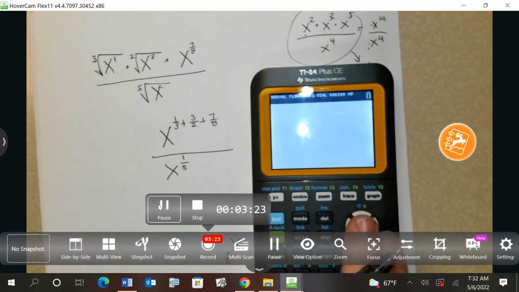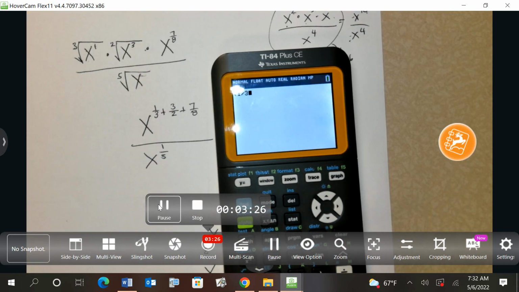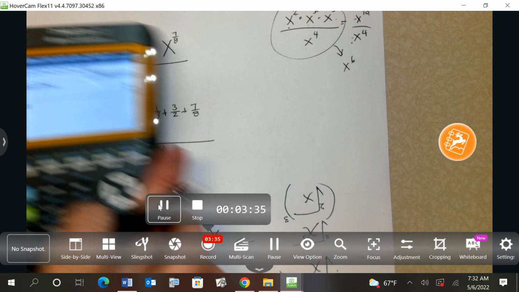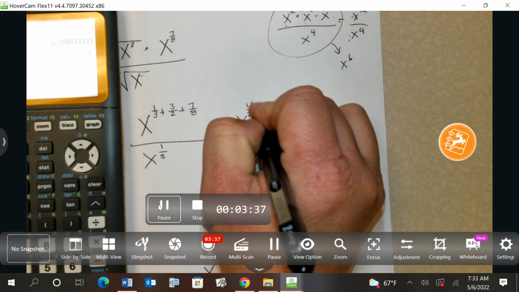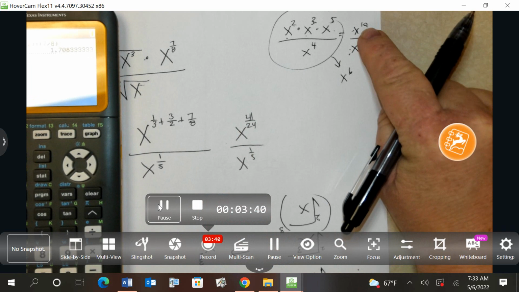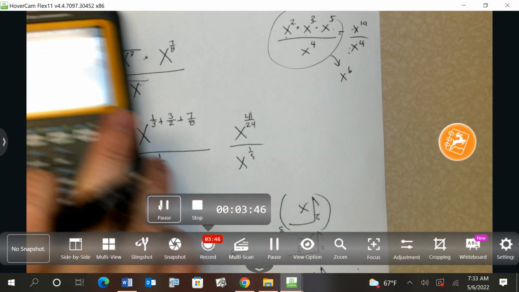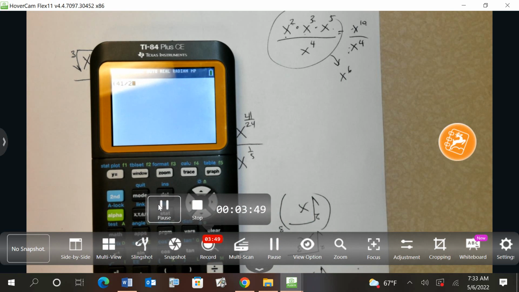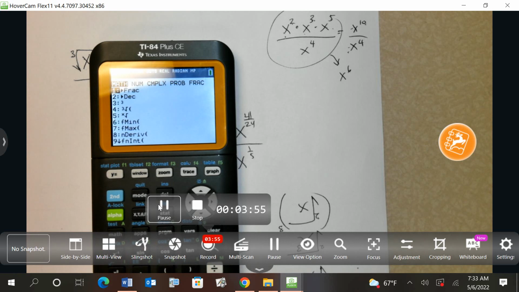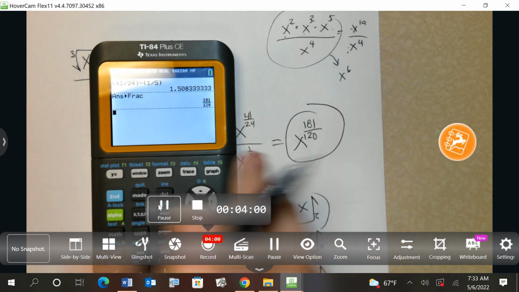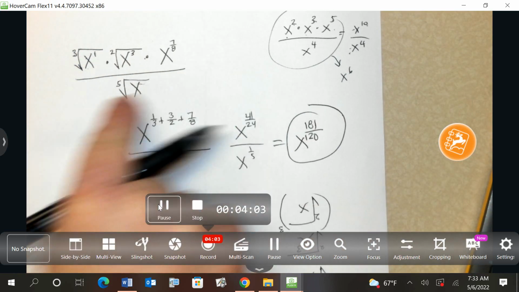Now the calculator does the rest for me. I'm going to make sure to use parentheses. I have 1/3 plus 1/2 plus 7/8. Turn it back into a fraction, 41/24. Again, x to the 10th over x to the 4th, I subtract to get x to the 6th. I'm going to do the same thing here. So on top, 41 divided by 24, subtract 1 divided by 5. Turn it back into a fraction, and I have 181/120. This is equivalent to this original.